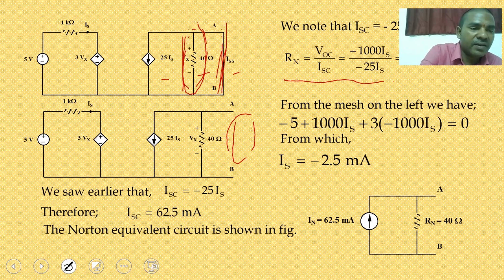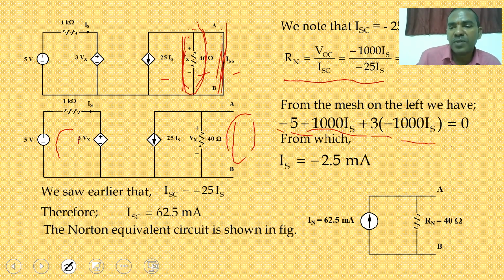So I am writing the KVL equation in the left loop. That is minus 5 plus 1K, 1K means 1000, into Is, plus 3 times Vx. What is Vx? Vx is minus 1000 times Is. So 3 into minus 1000 times Is is equal to 0. From that, the current we are getting is minus 2.5 milliamperes.